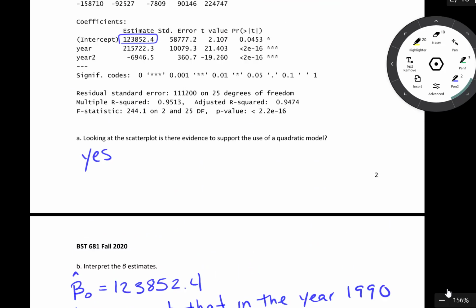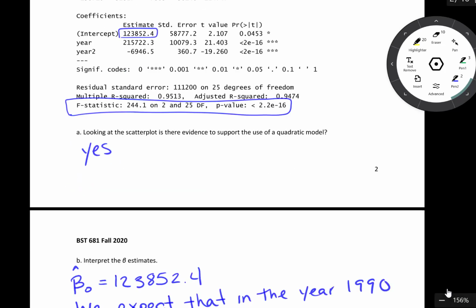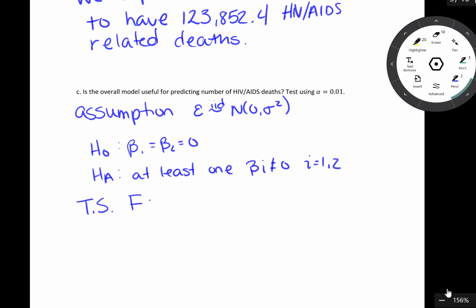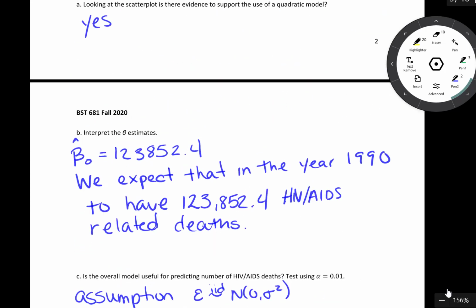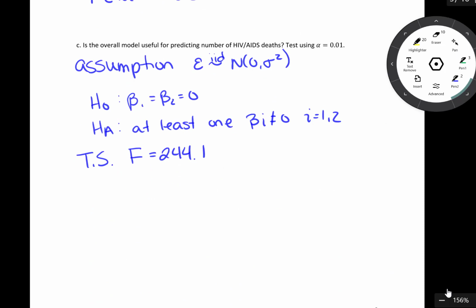Going up to our output, remember in R that the overall F test statistic is given here. So we see that our test statistic is 244.1. Again, in publications, it is common to give both those degrees of freedom. So notice here we have 2 and 25 degrees of freedom, and then our p-value is effectively 0. So in this case, we would reject the null, and we would conclude the following.